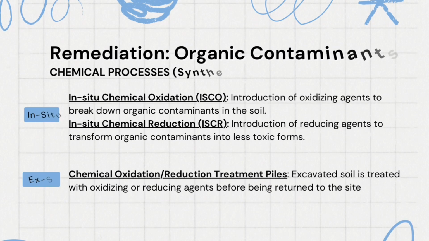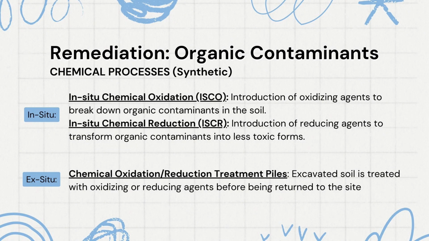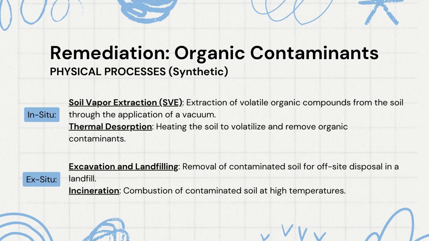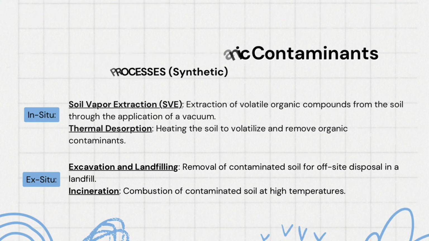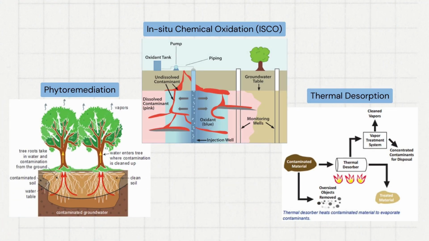On the synthetic side, chemical methods include in situ options such as in situ chemical oxidation, ISCO, and in situ chemical reduction, ISCR. Ex situ options involve chemical oxidation reduction treatment piles. All chemical processes use redox reactions to synthesize organic contaminants. Physical methods for organic contaminants include in situ techniques of soil vapor extraction, SVE, and thermal desorption, as well as ex situ techniques such as excavation and landfilling, and incineration. Here are a few example diagrams taken from different remediation processes for organic contaminants.